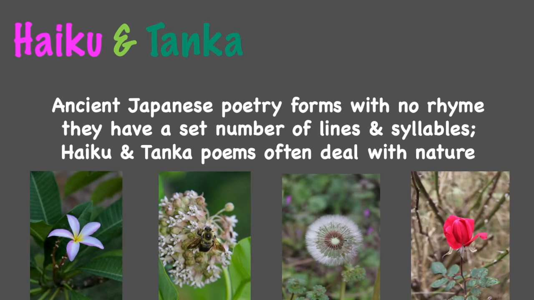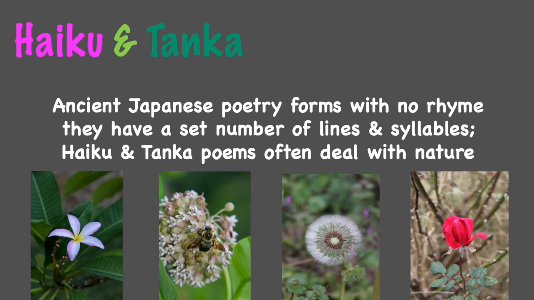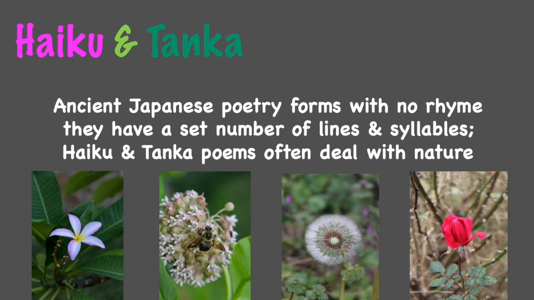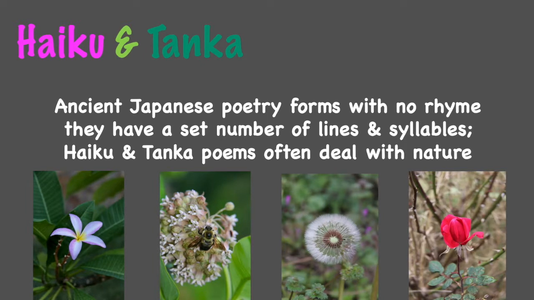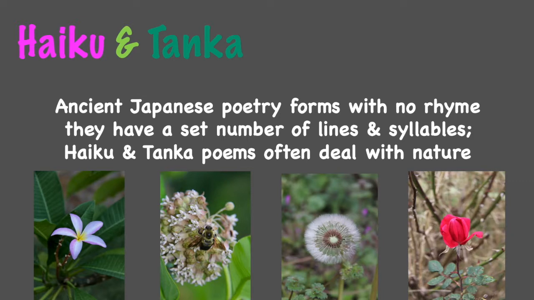Haiku tanka are ancient Japanese poetry forms with no rhyme, but they do have a set number of lines and syllables. Haiku and tanka poems often deal with nature. Haiku are beautifully compact poems of 3 lines and 17 syllables. Tankas are older than haiku, and there is an English version of the tanka called a loon. Tankas have 5 lines and 31 syllables.